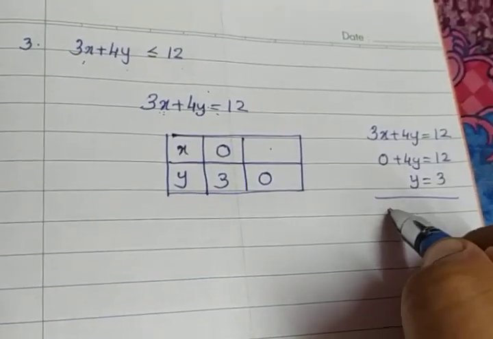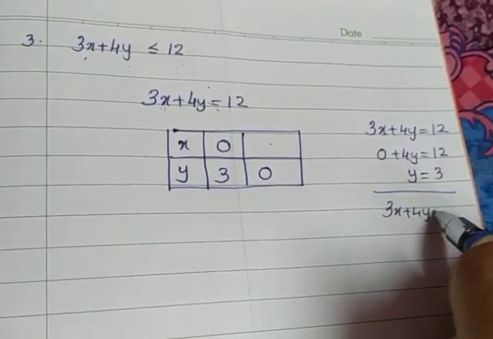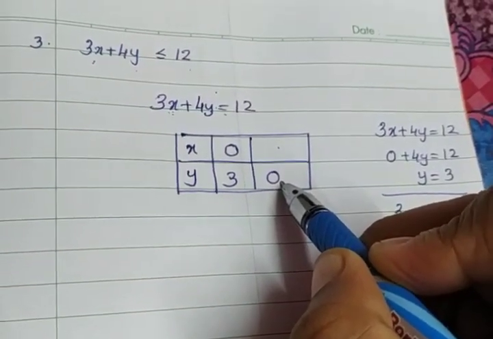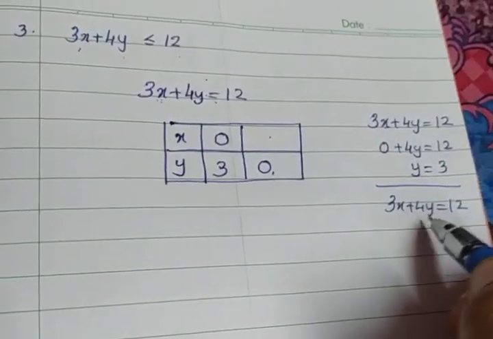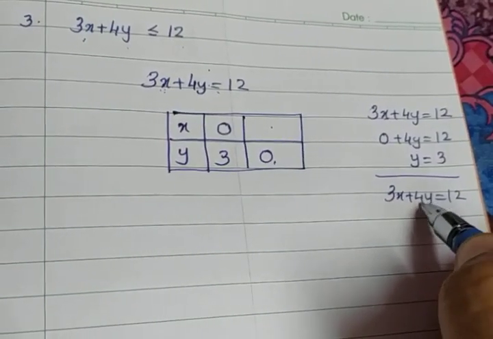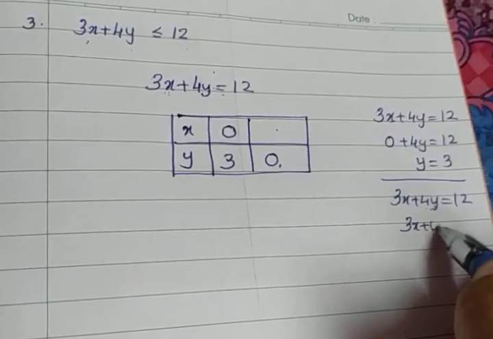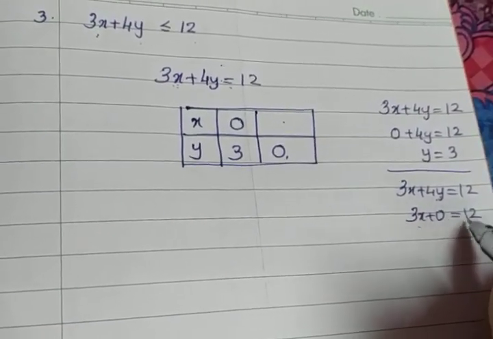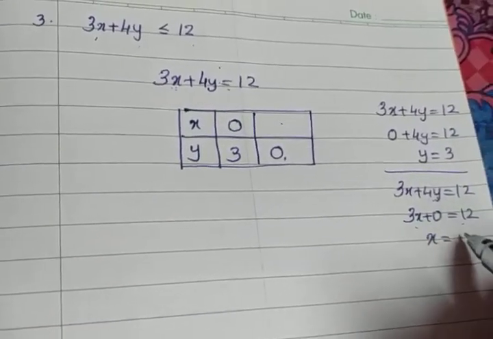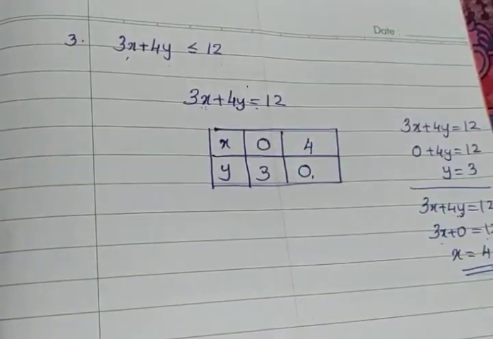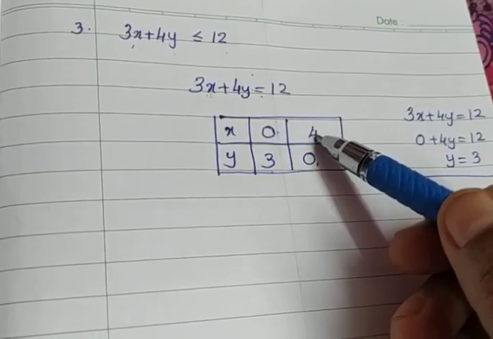So we are getting the first point 0, 3. Again take this equation 3x plus 4y equal to 12. For the second point, we took the y value as 0. So instead of y, put 0. So 4y becomes 0 when y equals 0. So we are getting 3x plus 0 is equal to 12. That means 3x equals 12 and x is equal to 12 by 3, which gives you 4. So the second point is 4, 0. First point is 0, 3 and second point is 4, 0.